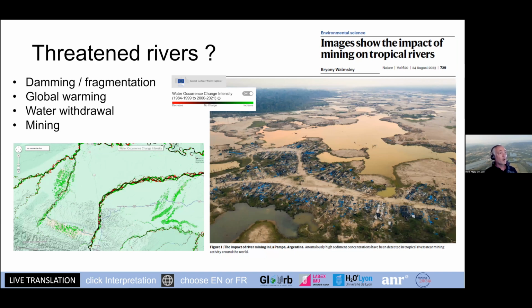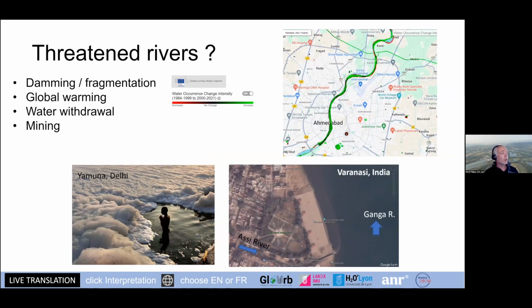Beyond the withdrawal, there are also aspects such as mining. This is an example from an article published in Nature. Clearly there is the impact of mining activities on the tropical rivers. You see the Madre de Dios, where all the green spots are mine operations, which of course have to remove the trees and also impact water.